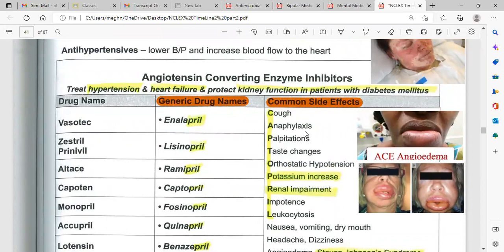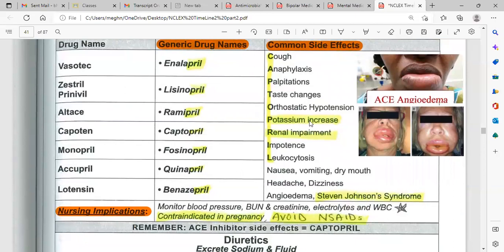So: cough, anaphylaxis, palpitations, taste change, orthostatic hypotension. The medication is used to reduce blood pressure, but a side effect is hypotension. Ortho means when the patient changes posture, the blood pressure goes down. Another most common and most important one is that the potassium level increases, hyperkalemia develops. If I have high blood pressure and you prescribe me lisinopril, we have to check my blood potassium level, because it goes up. Also renal impairment, impotency, and leukocytosis.